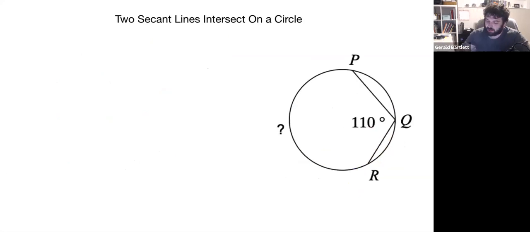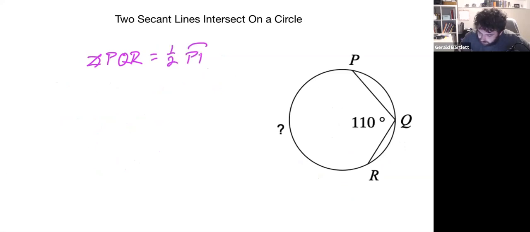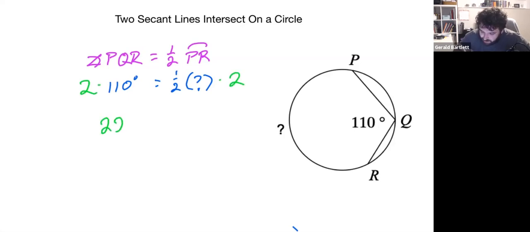All right, keep it on. This one should be a fairly simple problem where I have angle PQR is my angle, and that's going to equal half of arc PR. So just plugging stuff in. Arc PR is my unknown. I've got half of that, and that equals 110 degrees. So hey, these numbers should look familiar. Multiply both sides by 2, and we get 220 is my unknown, which is, of course, arc PR and the question that we're dealing with.